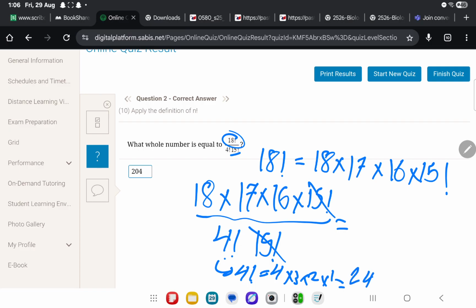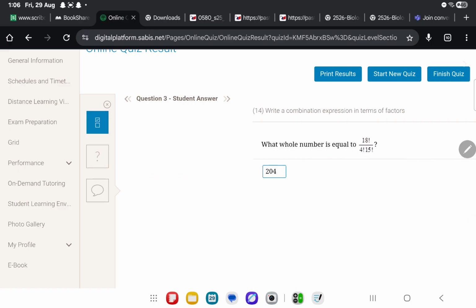So now that we know this, we can just write 18 times 17 times 16 over 24, which equals, on a calculator, 204. Done. Problem solved. Okay, moving on.